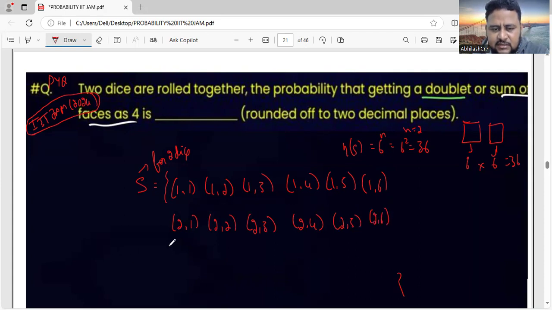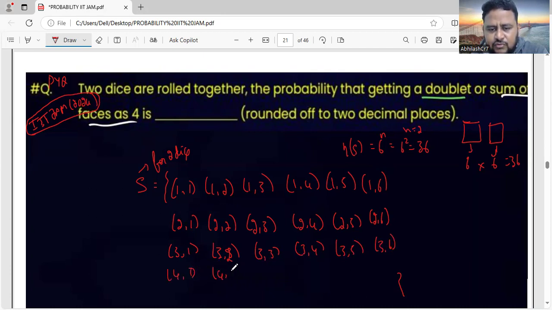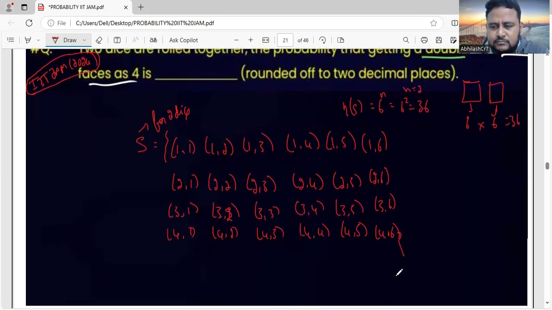Now let me fix the face of the first die to be 3. 3, 1, 3, 2, 3, 3, 3, 4, 3, 5, and 3, 6. Next, let me fix it to be 4. 4, 1, 4, 2, 4, 3, 4, 4. Initially, for your understanding, I'm writing it out, but in the examination you can do it very fast with more practice.